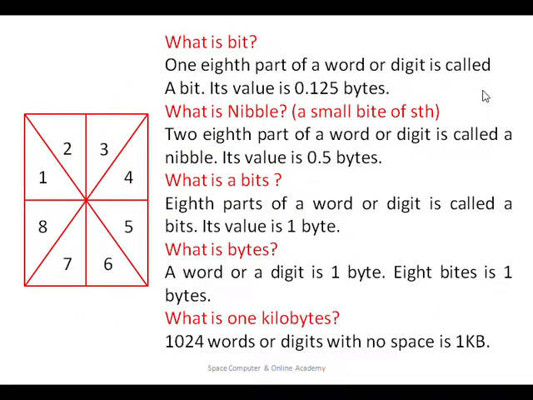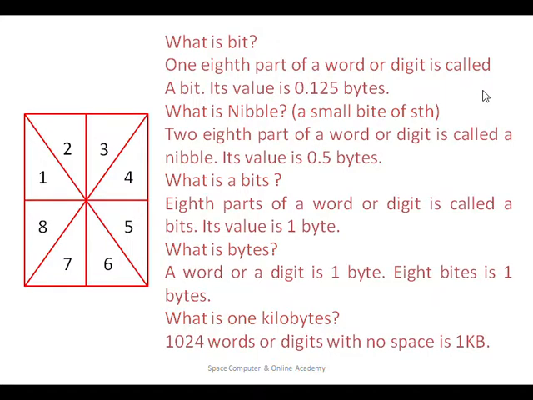And here, while transmitting, we need to know what a bit is, what a nibble is, what bytes are, and what 1 kilobyte is. What is a bit? You can see that 1/8 part of a word or digit is called a bit. Its value is 0.125 bytes. So what is a nibble? Half part of a word or digit is called a nibble. Its value is 0.5 bytes.